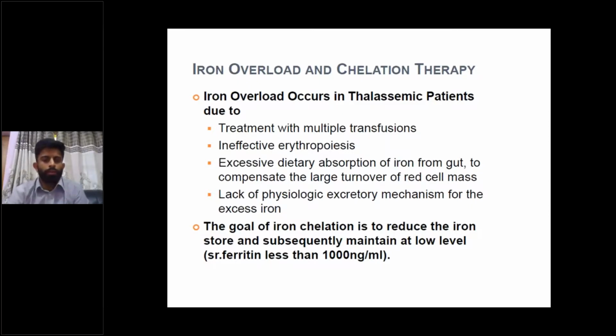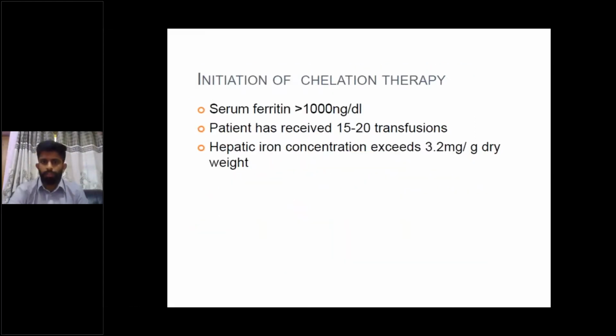This is the only excretory mechanism, that is very, very low compared to the amount of iron that is present in the body. The goal of iron chelation is to reduce the iron stores and subsequently maintain the serum ferritin less than 1000. What is the indication for initiation of chelation therapy? Serum ferritin greater than 1000 nanograms per deciliter. The patient has received 15 to 20 transfusions. The hepatic iron concentration exceeds 3.2 mg per gram dry weight.